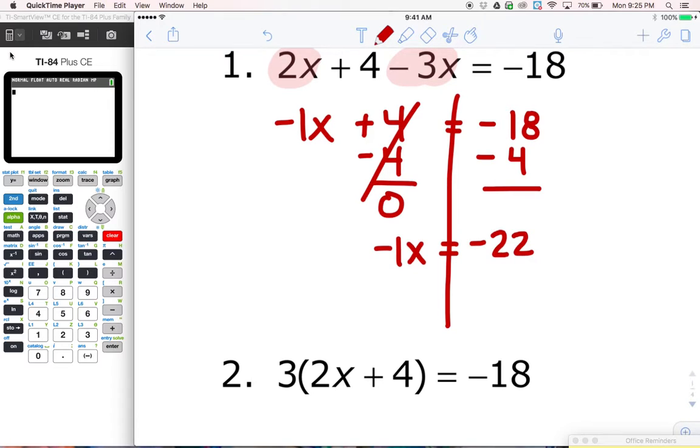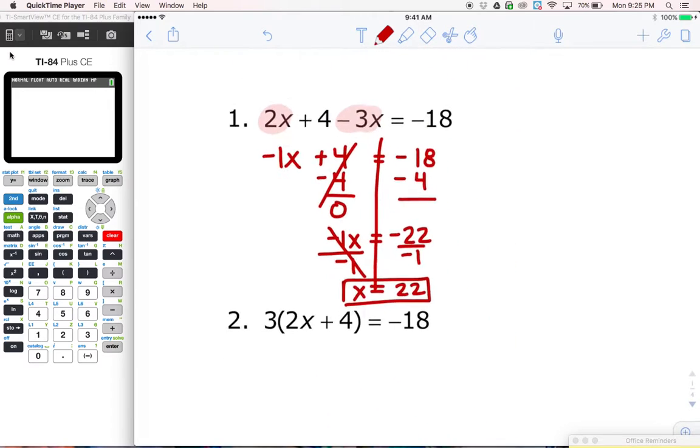Last but not least, don't forget we cannot leave a negative number here. Just positive 1 is okay. So I'm going to divide both sides by negative 1, because negative 1 divided by negative 1 is 1. That leaves us with just x. Do it to the other side, and I've got x equals positive 22.